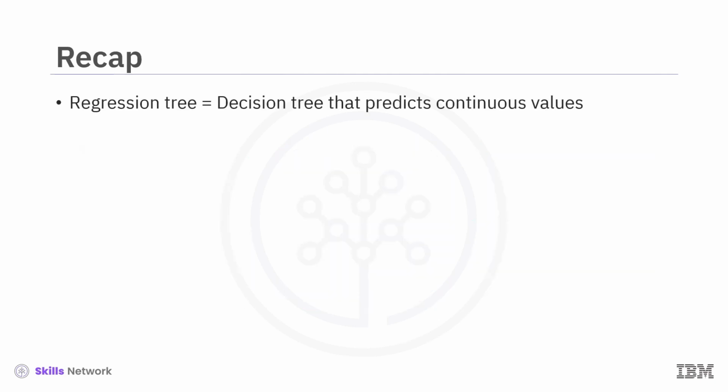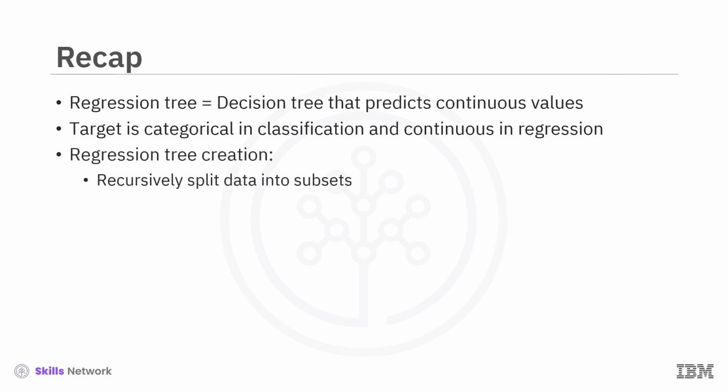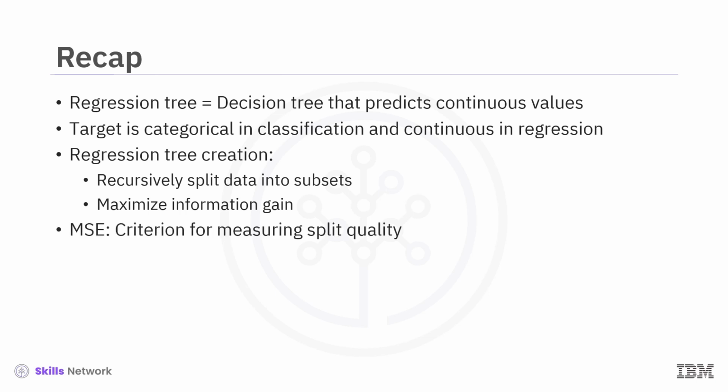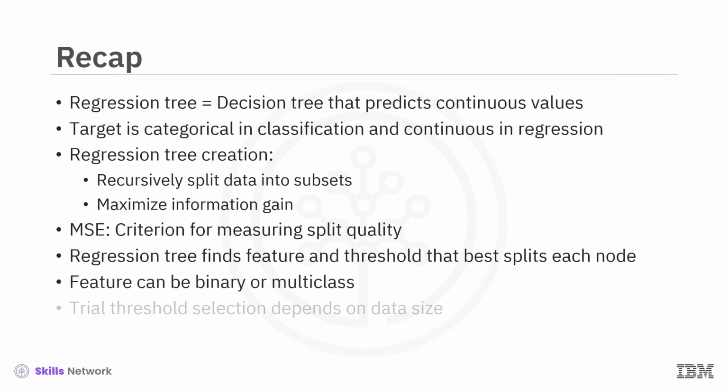In this video, you learned that a regression tree is analogous to a decision tree that predicts continuous values. In classification, the target variable is categorical, and in regression, the target is a continuous value. Regression trees are created by recursively splitting the dataset into subsets to maximize information gained from data splitting. MSE is a natural criterion for measuring the split quality of a given feature. The regression tree finds the feature and threshold that best splits each node during training. The feature can be binary or multi-class. Finally, you learned that you can choose continuous feature trial thresholds in multiple ways depending on data size.